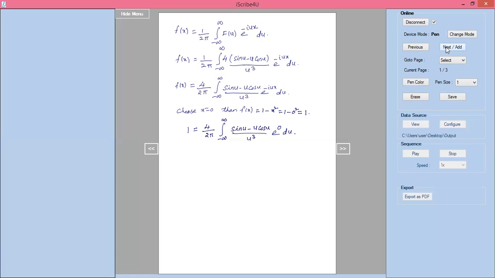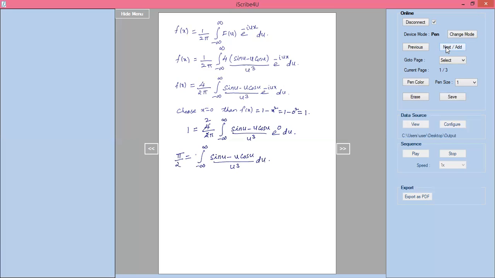Now 2 2s are 4, 2 1s are 2. The left hand side should be pi by 2, equal to integration of minus infinity to plus infinity, (sin u minus u cos u) divided by u cube into du, since e power 0 is 1.